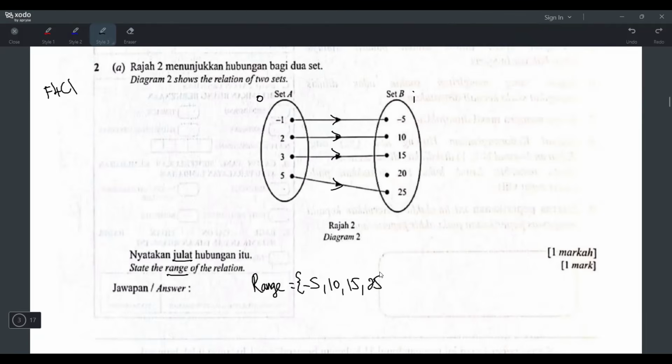Remember, you must put the curly bracket. If you don't put the curly bracket, you actually get 0 mark, because this question is only worth 1 mark. So definitely a little bit of mistake here also, you will get 0 mark for it. So this range, you have to put curly bracket.